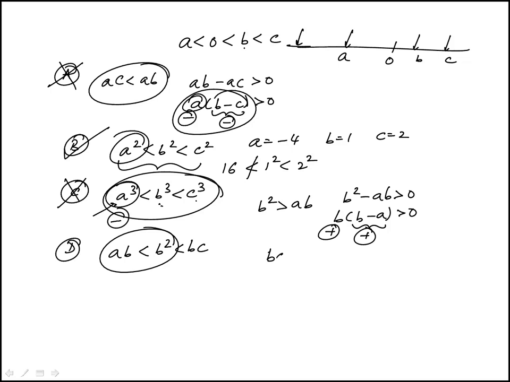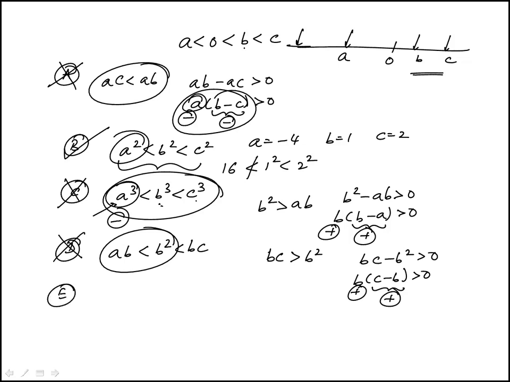And then finally, bc, we need to assess this. Again, I factor b. b is positive. Again, c minus b is positive because c is greater than b. So that also holds true. So d is out. And then finally, a squared b less than a squared c.